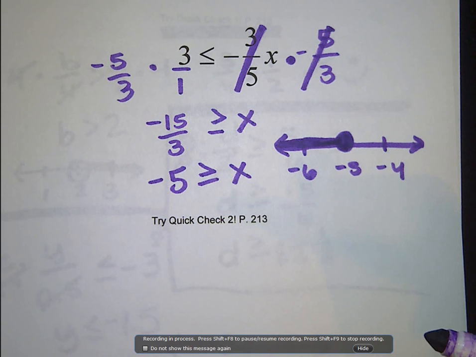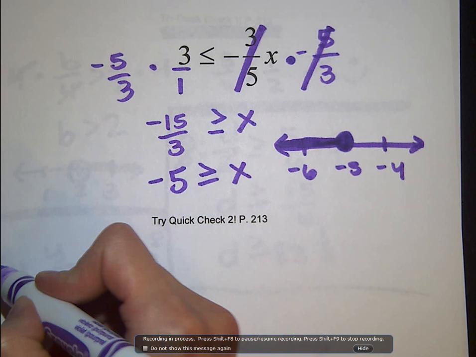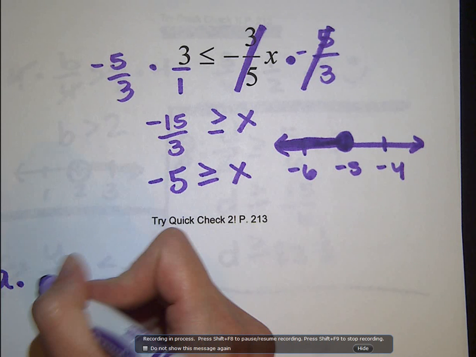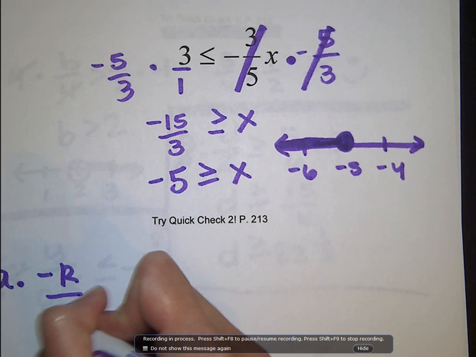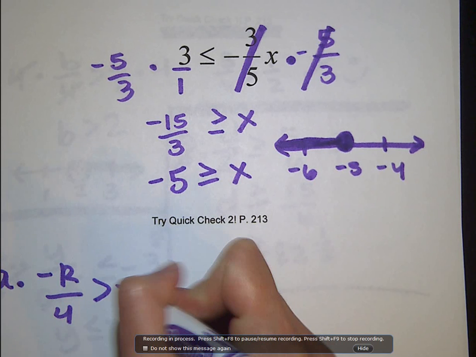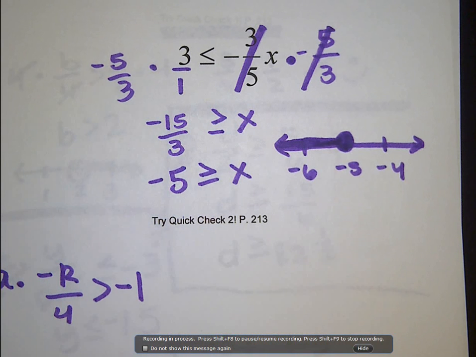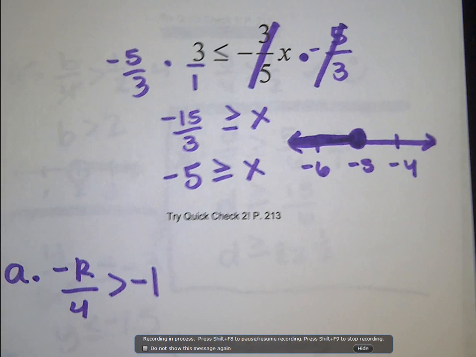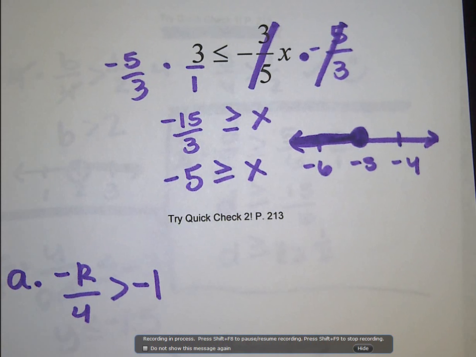Okay, welcome back. We'll try our first one. A, which is negative k over 4, is greater than negative 1. So this one, there's a couple of different ways you could do it. You could multiply by negative 4, or by positive 4, and then you'd have to divide by negative 1. Or you could just rewrite this so that the negative is right with the 4. And that might be a little bit shorter if we do it that way.